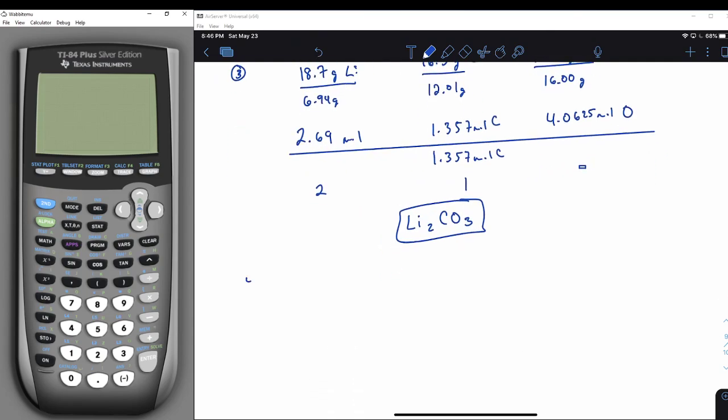Now it continues and asks you what the molecular formula is if the molar mass is 73.8 grams per mole. Well, if you divide that by the molar mass of Li2CO3, it also happens to be 73.8 grams per mole. So therefore, that means it is 1 times that. So it is the same as the empirical formula given here.